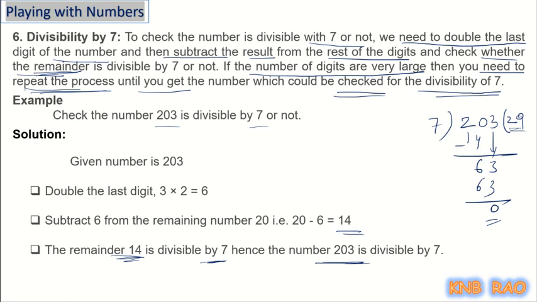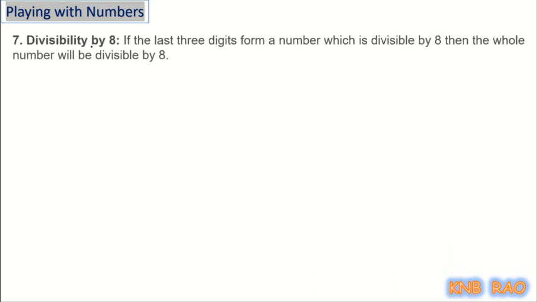Moving on to the divisibility test of 8. Any number is divisible by 8 if the last 3 digits form a number which is divisible by 8, then the whole number will be divisible by 8. Okay, if the last 3 digits form a number which is divisible by 8, then the whole number is divisible by 8.